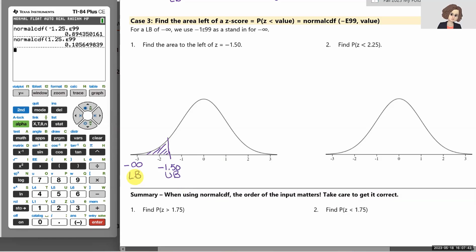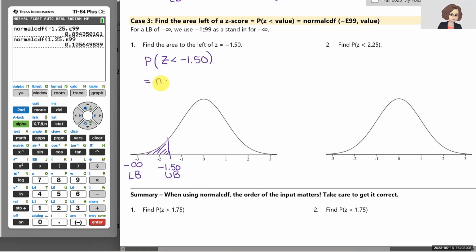So we're going to use negative 1E99 as a stand-in for negative infinity. So a negative 1 with 99 zeros after it. Just this really big negative number. This would be equivalent to saying, what is the probability a z-score is to the left, so smaller, less than negative 1.50?